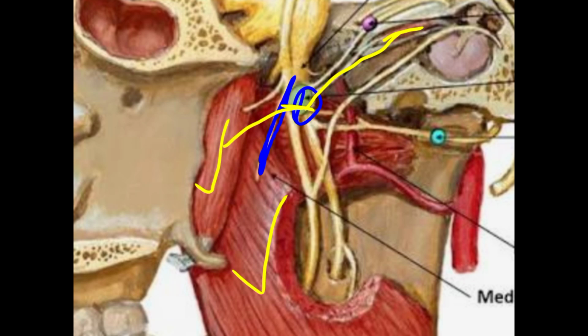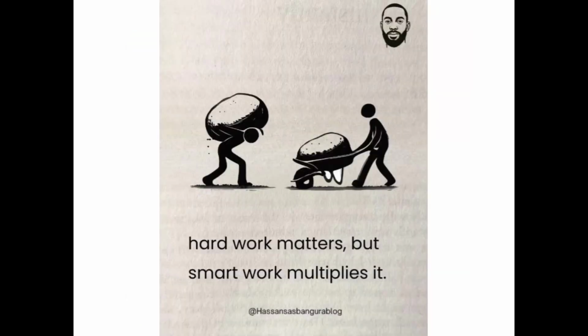So at the end of the session, you have come to know that there are two muscles in the middle ear cavity. One is tensor tympani and the other one is stapedius. Tensor tympani is supplied by mandibular nerve. Stapedius is supplied by facial nerve.